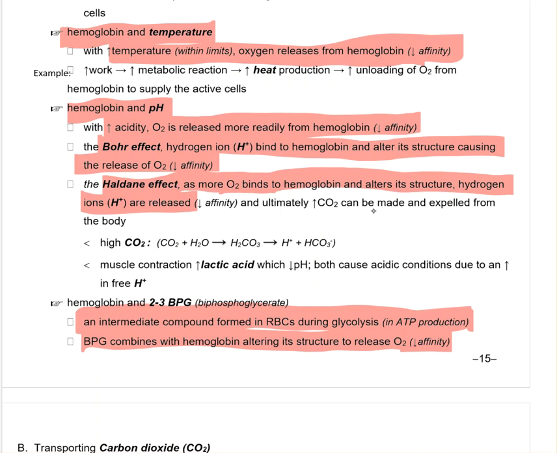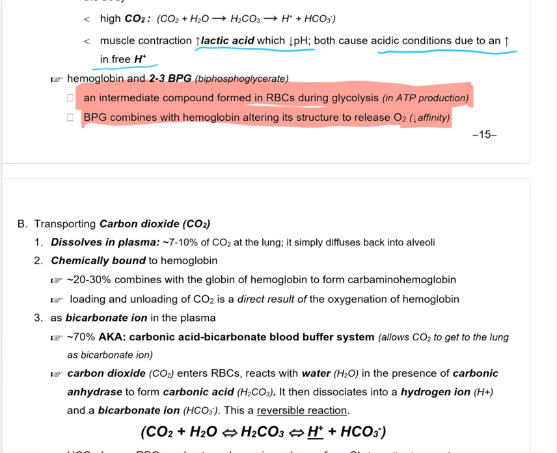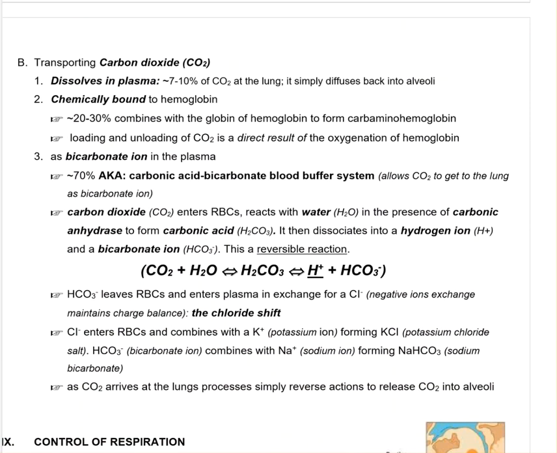And it says ultimately CO2 can be made and expelled from the body. We're about to get to that. We haven't done that yet. So one thing to note here is during muscle contractions, if we make lactic acid, that will lower the pH, meaning that we have a lot of acidity, and that will cause acidic conditions, which means an increase in free H, right? A lot of this, and that will allow oxygen to be released because more of that will bind to the hemoglobin. All right. We'll come back to this when we talk about carbon dioxide because we have to figure out where does that hydrogen proton go? Where does it leave?